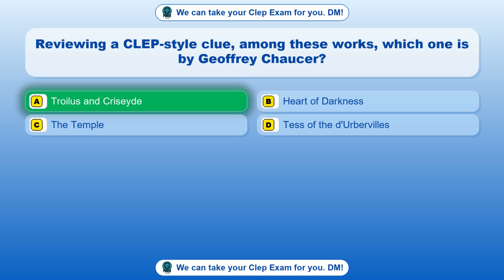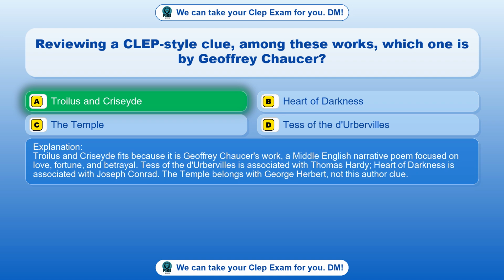Troilus and Criseyde. Troilus and Criseyde fits because it is Geoffrey Chaucer's work, a Middle English narrative poem focused on love, fortune, and betrayal. Tess of the D'Urbervilles is associated with Thomas Hardy. Heart of Darkness is associated with Joseph Conrad. The Temple belongs with George Herbert, not this author clue.